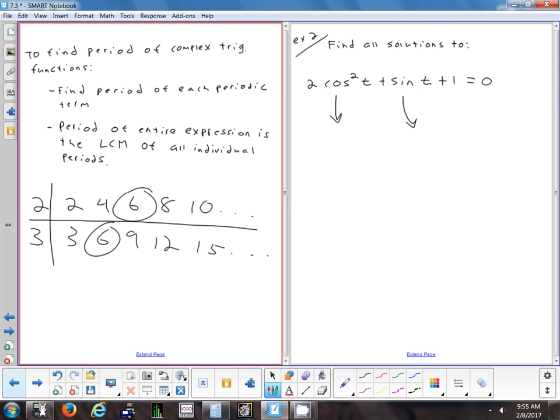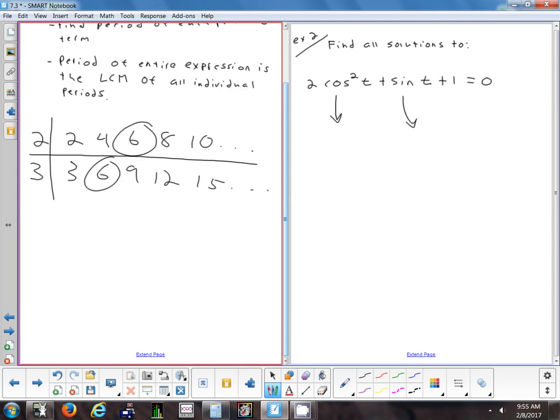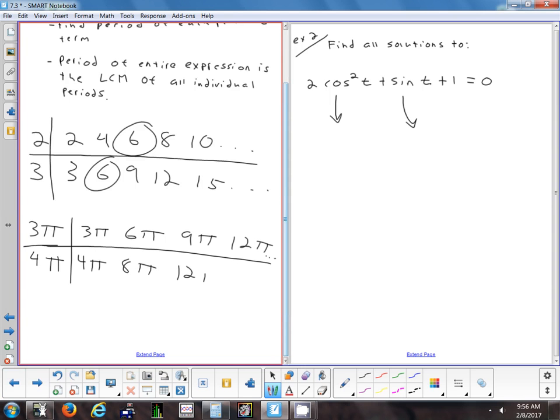Well, we can do exactly the same thing with pi's. Let's say I put 3 pi and 4 pi. What are the multiples of 3 pi? 3 pi, 6 pi, 9 pi, 12 pi. And what about multiples of 4 pi? Yeah. So the least common multiple of 3 pi and 4 pi is like saying the least common multiple of 3 and 4. You just have to put a pi on the end.